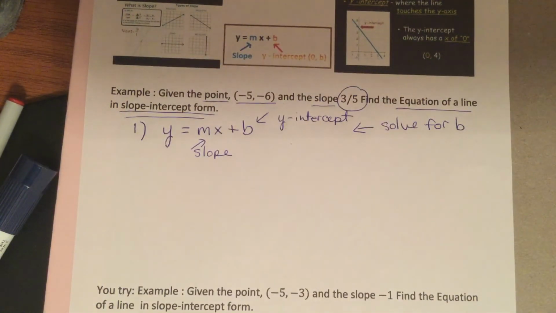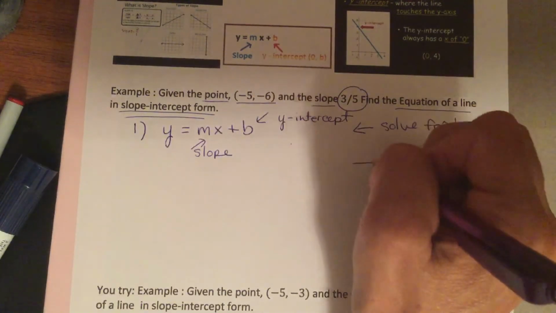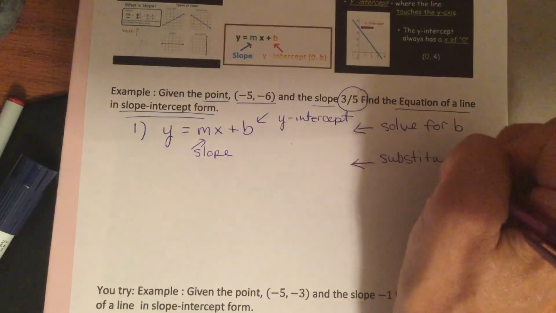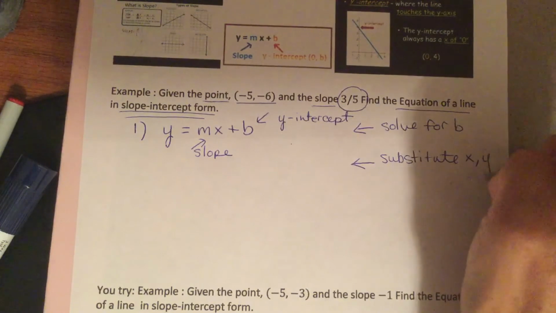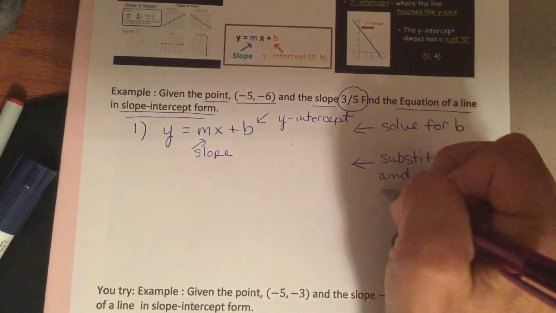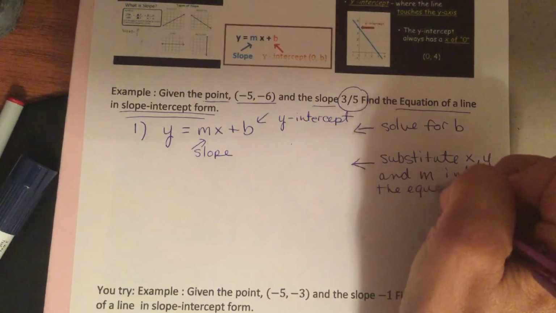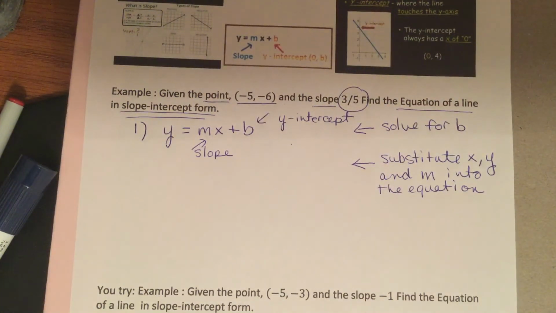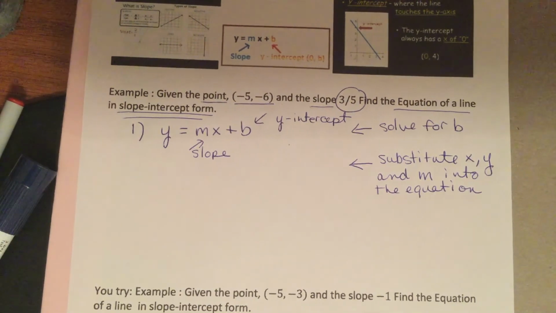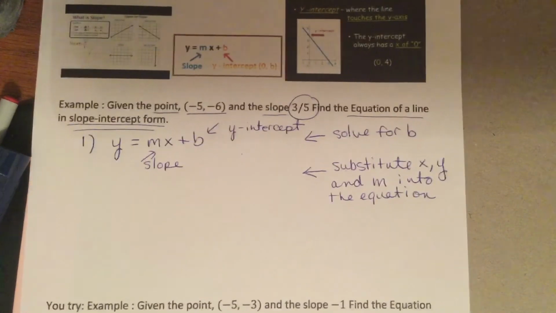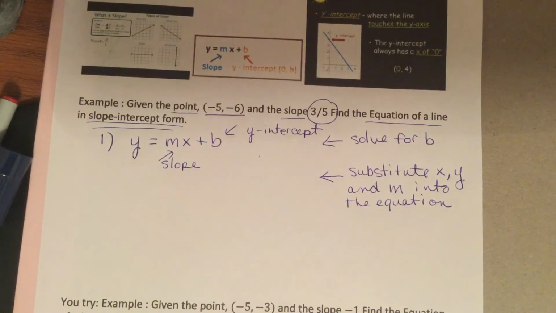So to be able to solve for b, what we're going to do in our next step is substitute x, y, and m into our equation. I hope you're taking notes. All right, so who are x, y, and m? Well, that's what you've been given above. So let me move that over so you can see that a little bit better.